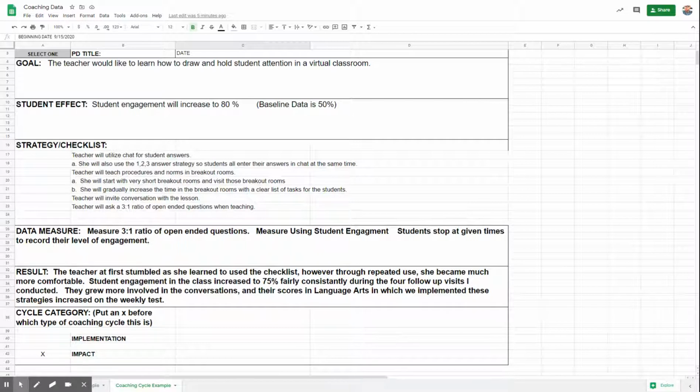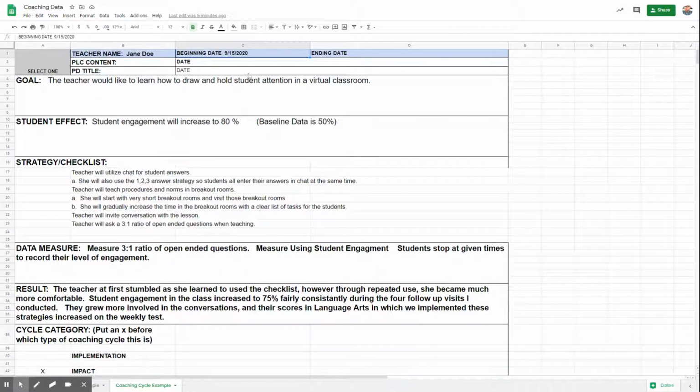The students' engagement actually rose to 75% fairly consistently, and they grew more involved in conversations. And their language arts scores, where she was applying these strategies, actually increased. Their scores went up on their weekly test. So it was an impact cycle.